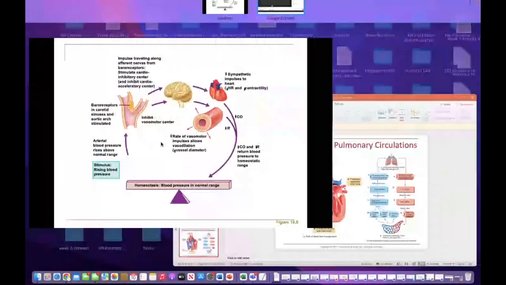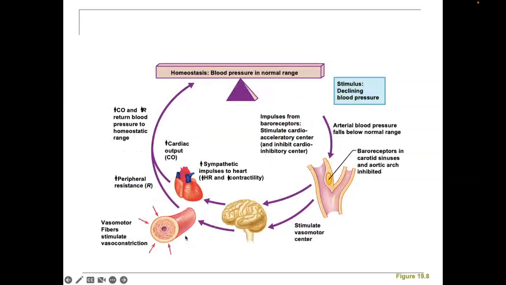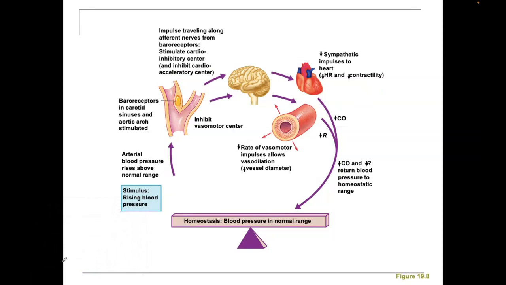Okay, let's take a look at blood pressure. What is it that regulates blood pressure? Right down here at the bottom, we see homeostasis, which means a dynamic state of change. The seesaw can go up and down.